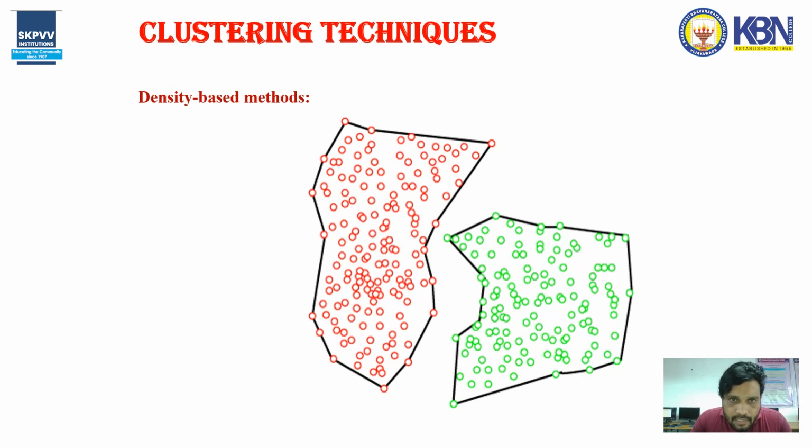The first clustering technique, the partition method, has the K-means clustering algorithm as its example. The hierarchical method has the hierarchical agglomerative clustering algorithm. The density based method is followed by the DBSCAN algorithm.